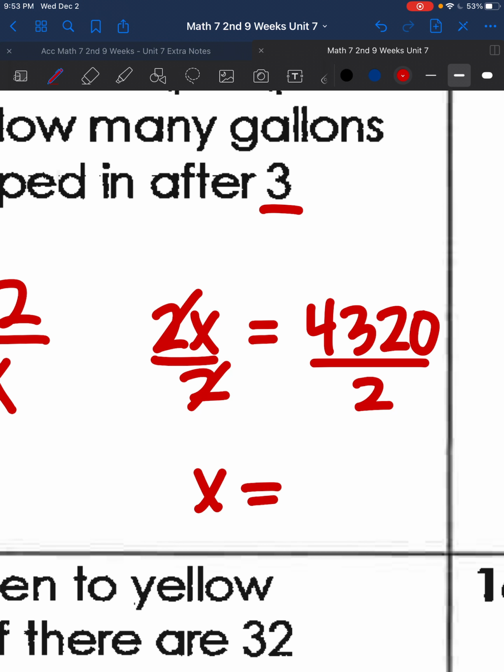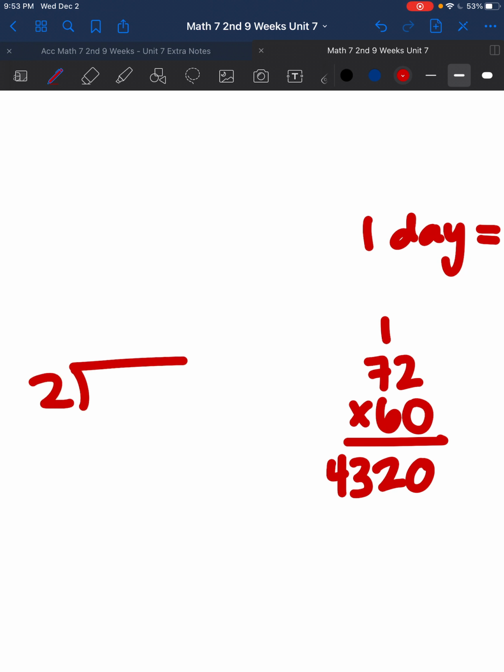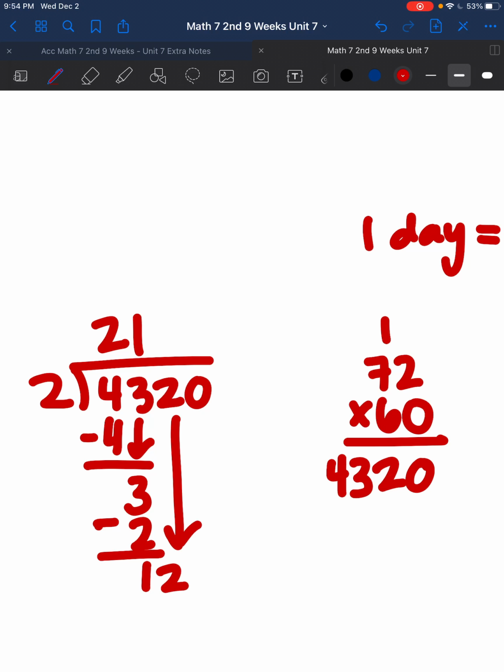Okay, so now I'm ready to get that x by itself. So I'm going to divide by 2 on both sides. So x equals, now let's show my work for this over here. 2 goes into 4,320. 2 goes into 4 2 times, which is 4. And I'm going to bring down this 3. 2 goes into 3 1 time, which is 2. I subtract and I get 1, and I bring down this 2.